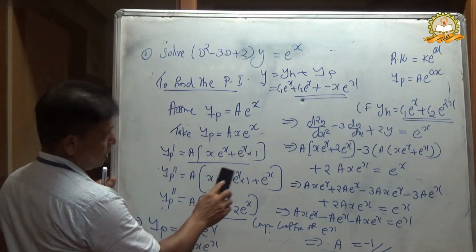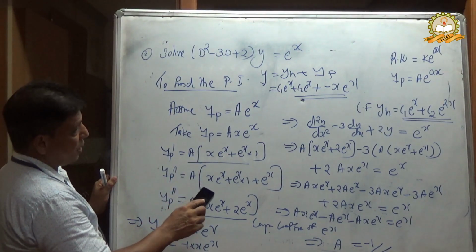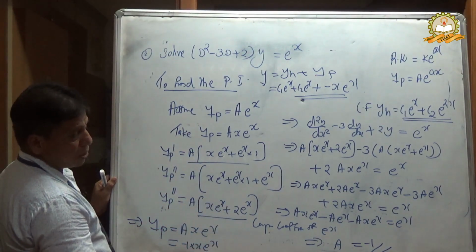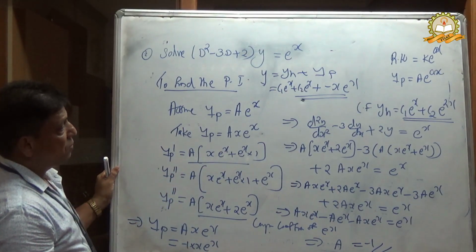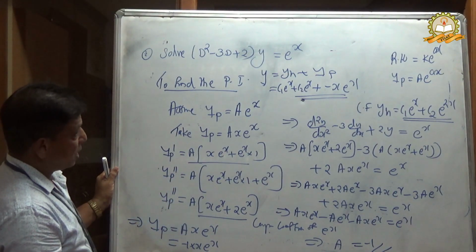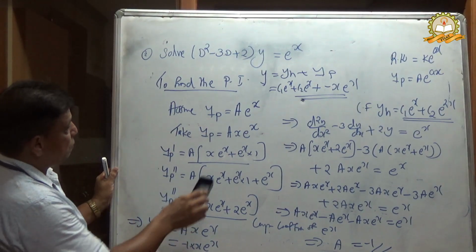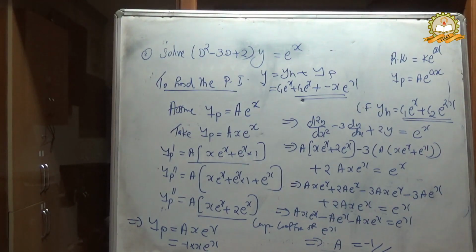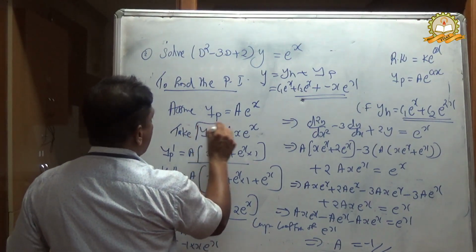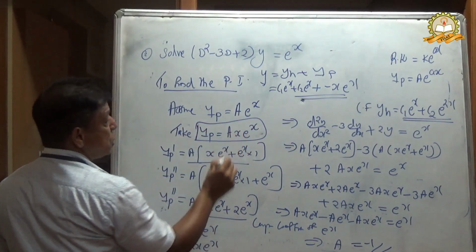Okay, clear? Just check it out one by one and write it 2 or 3 times. Then you can easily pick up the answer and write it very well in the examination. Okay, we check each and every step. This is very important. This is the very important step here. Here we take yp as a into x into e raised to x.